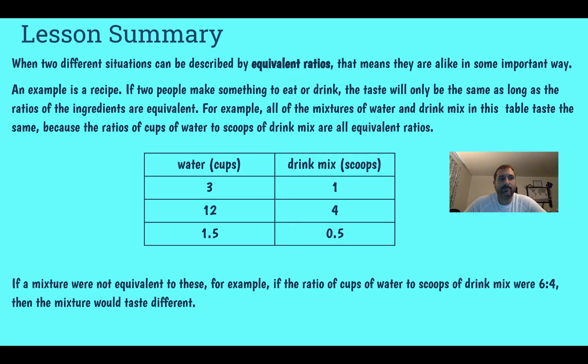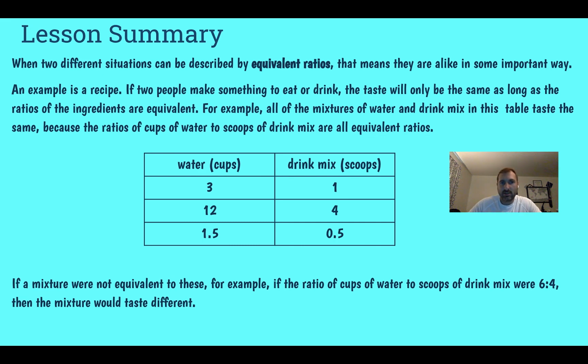In this lesson, we learned that different situations can be described by equivalent ratios. For example, in a recipe, if you want to make something to eat or drink, the taste is only going to be the same if the ratios of the ingredients are equivalent. For example, we talked about making a red drink. Okay, the mixtures of water and drink mix have to be the same ratio for it to taste the same.